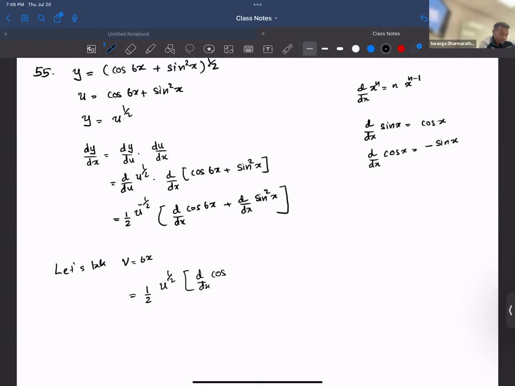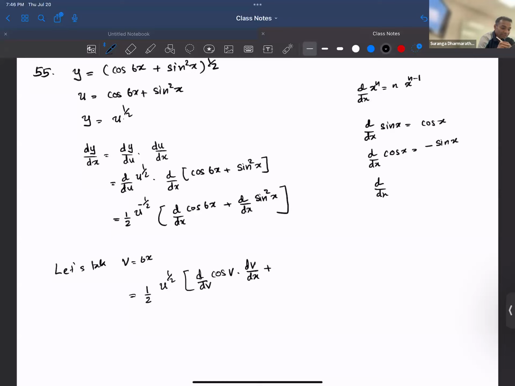v, right? So I can write what? d over dv cosine v times dv over dx. Chain rule again. Does that make sense? Right? Plus, this is sine squared x. Remember that one? What is that?